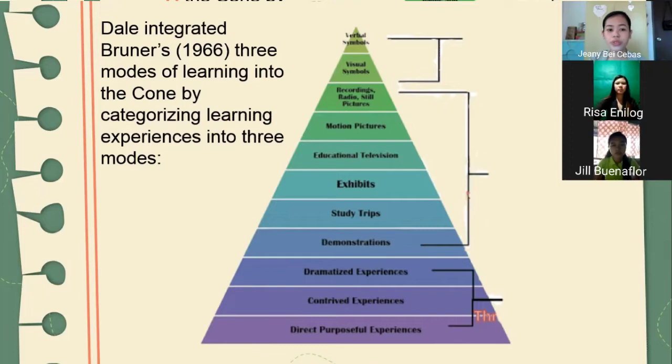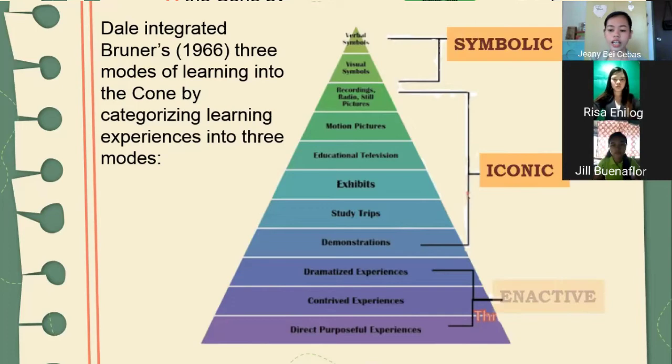by categorizing the learning experiences into three modes. So what are these three modes? These are the symbolic, the iconic, and the enactive. So symbolic, these are the series of symbols. Symbolic experiences involve reading or hearing symbols. For example, when a student reads or hears the word origami, it forms an image in his or her mind.